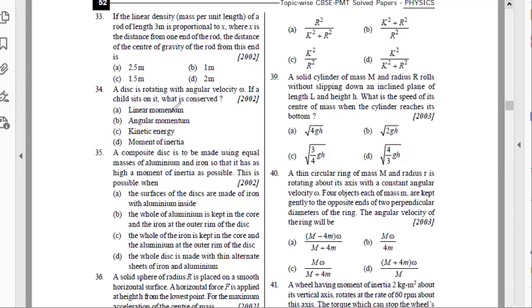Okay, next. 34 is easy, you can do 34, right? 35, again 35 is a theory question. Let's see 35, please solve question 35. It is based on concept. Tell me, 35.